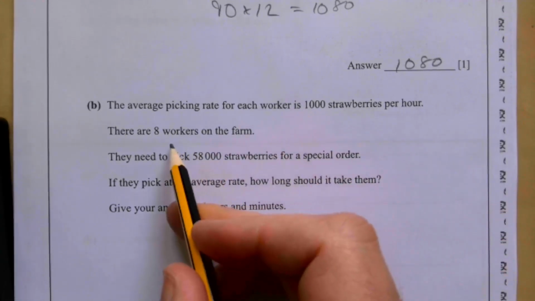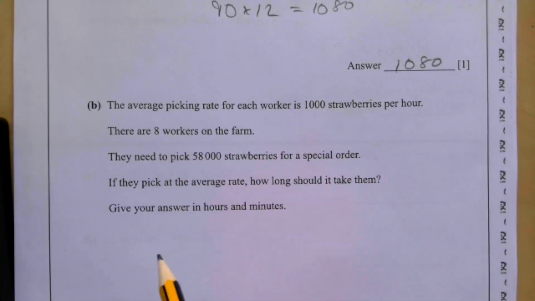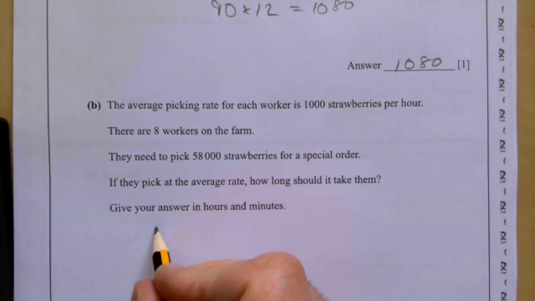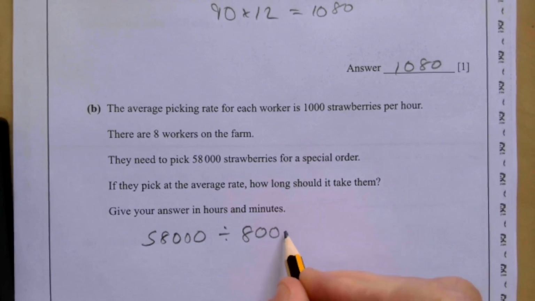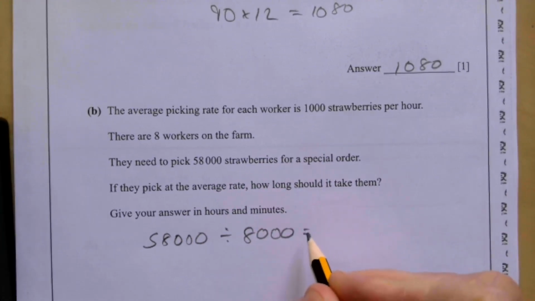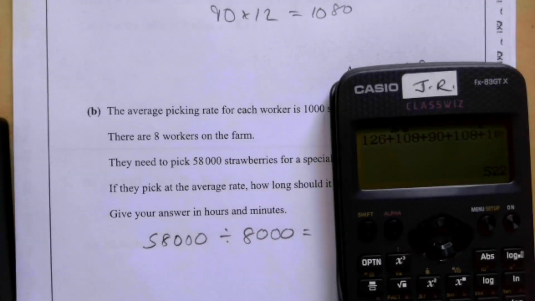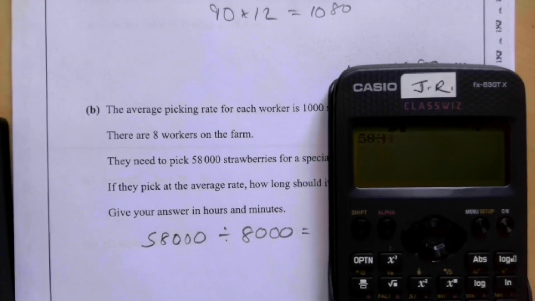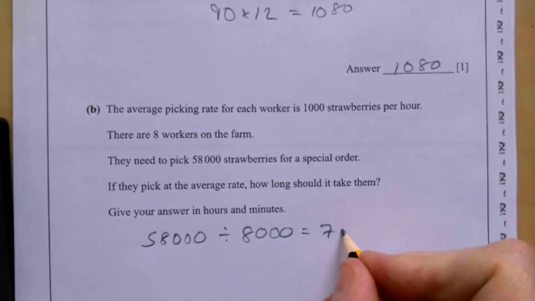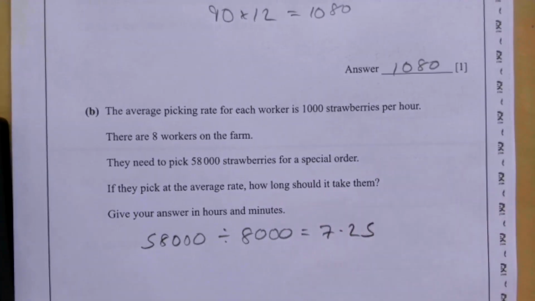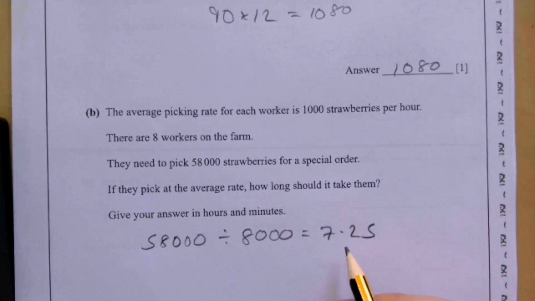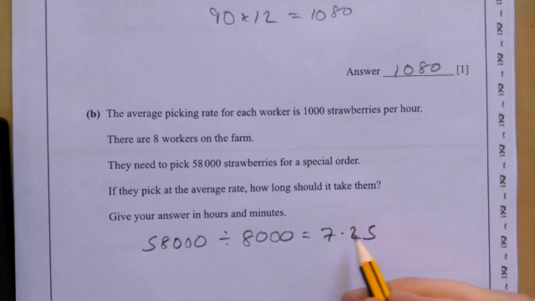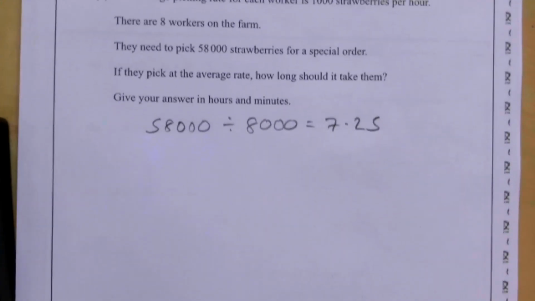Well, those guys are going to pick 8,000 per hour because there's 8 of them. So if we do 58,000 divided by 8,000, that is going to give me 7.25. We've been asked for the answer in hours and minutes, so of course we're going to go 7 1/4, so 7 hours 15 minutes.